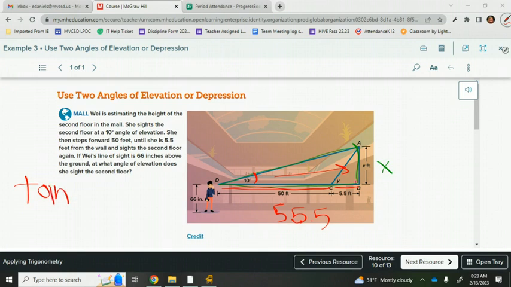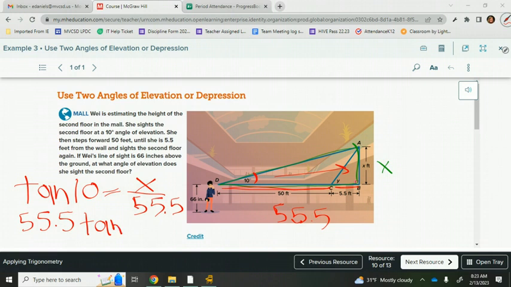So if we have tangent of 10, we set that equal to the ratio. What's the ratio going to be at that point? Opposite over adjacent. So x over that 55.5. Fives are so hard to write sideways. And now we are going to bring that over. Whatever's on the bottom, we bring it over because it's dividing, so it would be multiplying. So that gives us 55.5 tangent of 10 equals x.